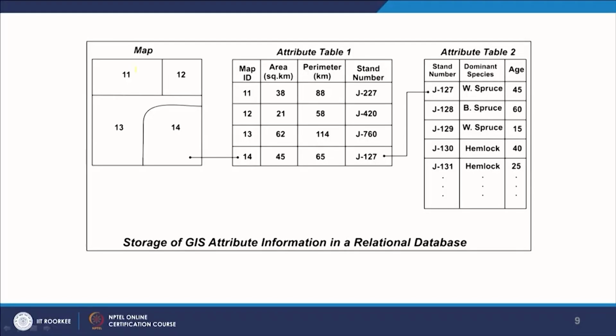If I want to link these two tables, then I have to have a common field which should be common in both the databases or both the tables. If that is there, and that common field also has the same identical characteristics, we will also see examples a little later, then the relationship can be established.